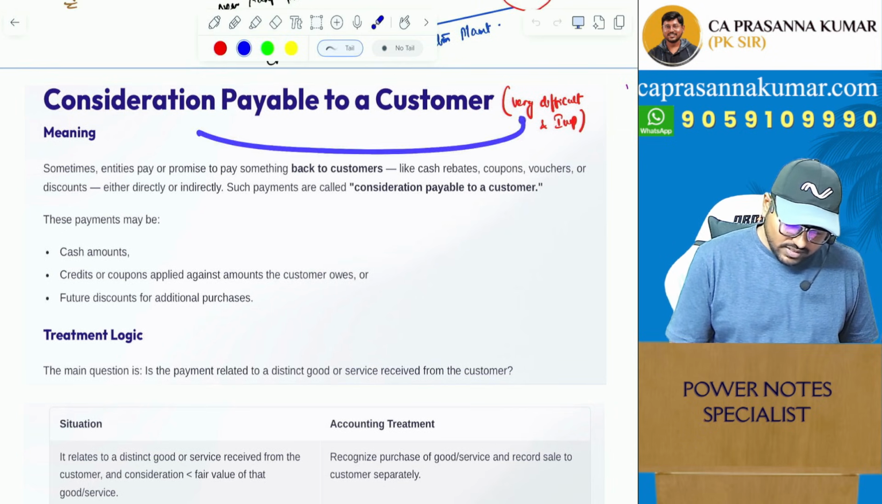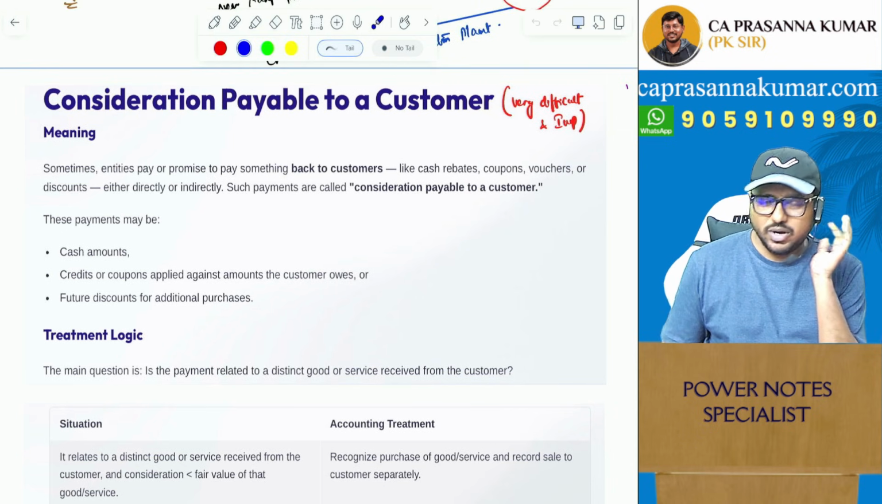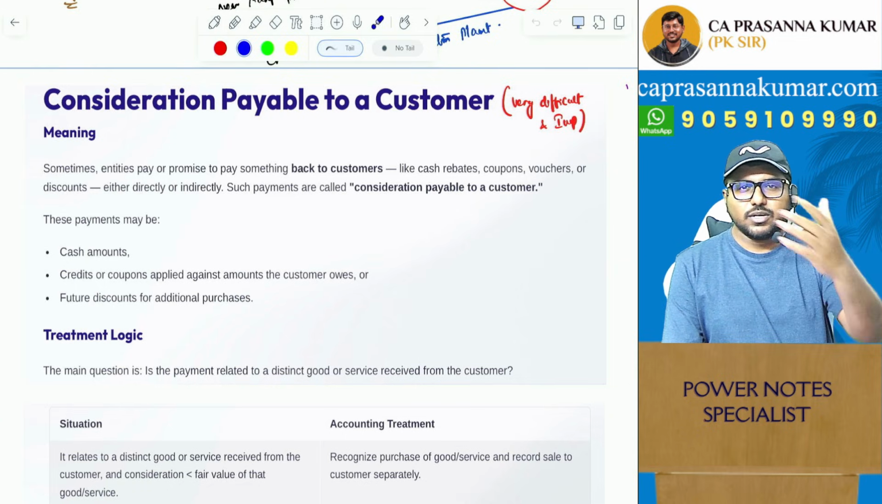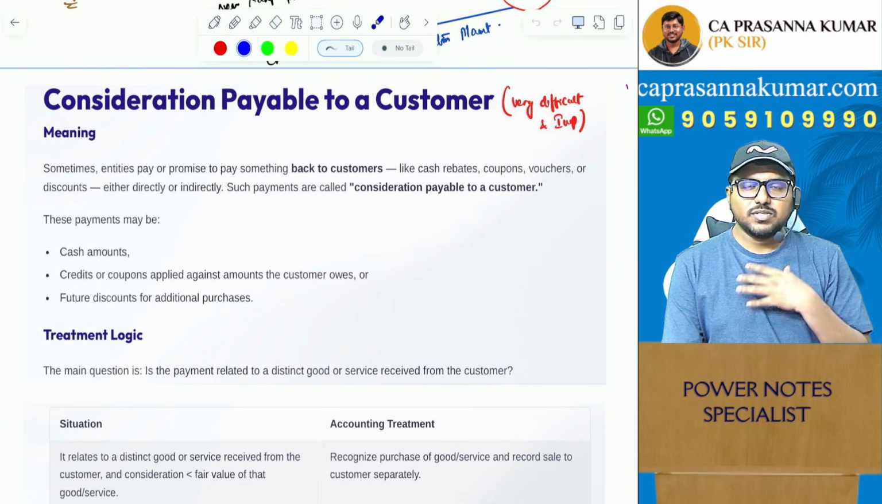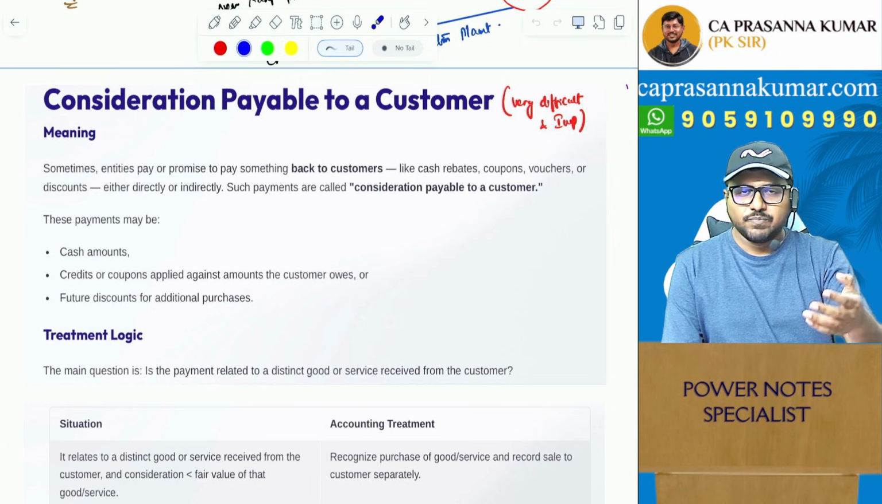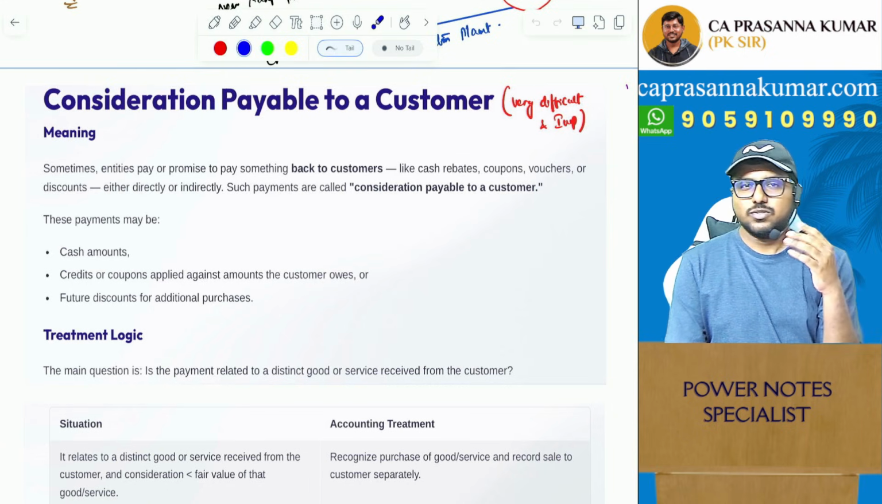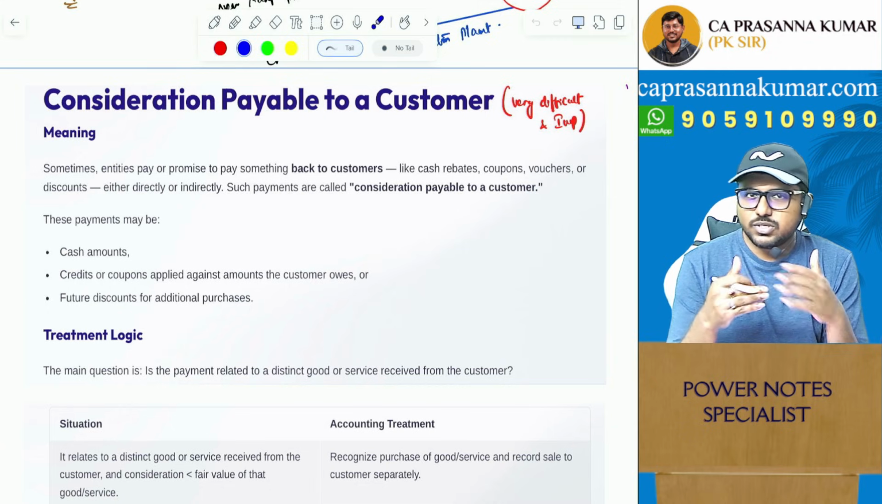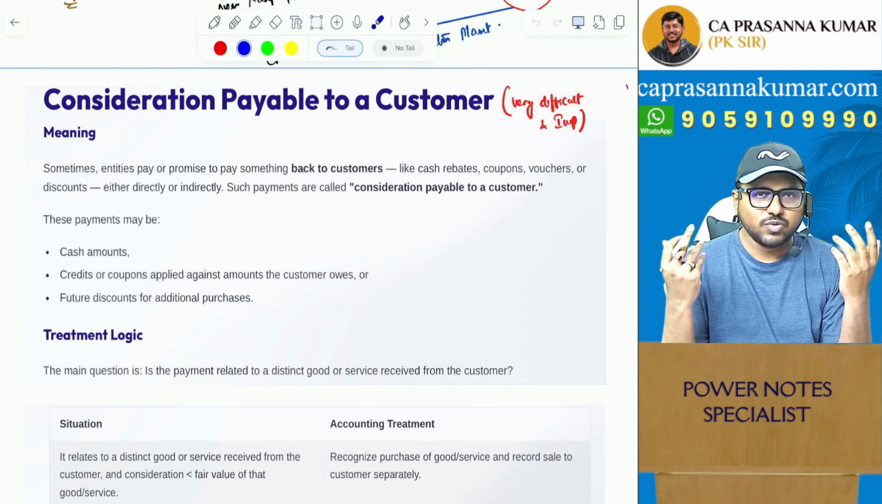Sometimes you will also pay something back to the customer. Now, this point itself is a little bit weird. Why? Because why would entity pay something to the customer? Because usually what happens is that entity gives goods and services and then customer makes the payment. So this is the usual stuff. So whenever something happens opposite to the usual stuff, it's really weird for us to understand and adjust accordingly.